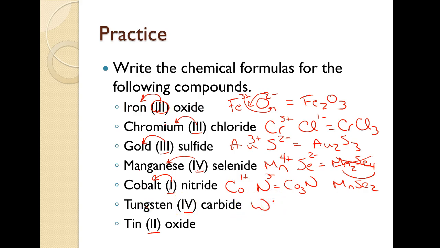Tungsten is a hard one to find. It's kind of down towards the bottom. That is Roman numeral 4. Carbide means it's coming from carbon, also 4. When I drop and swap, I get that, and that can be simplified to WC.